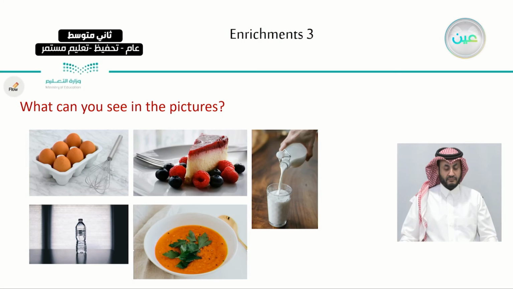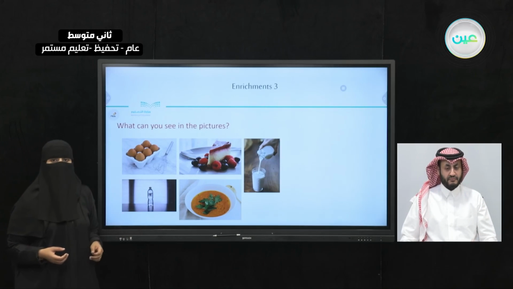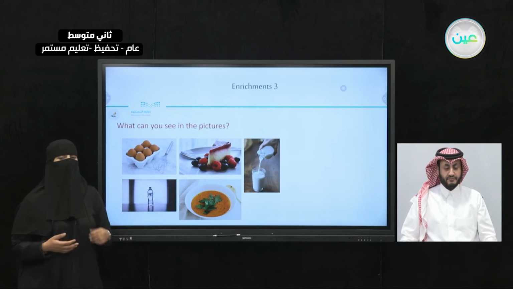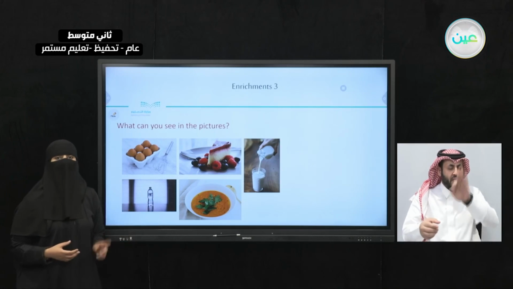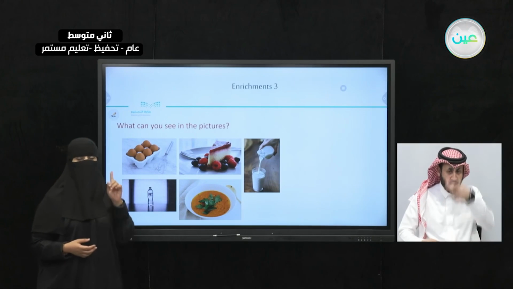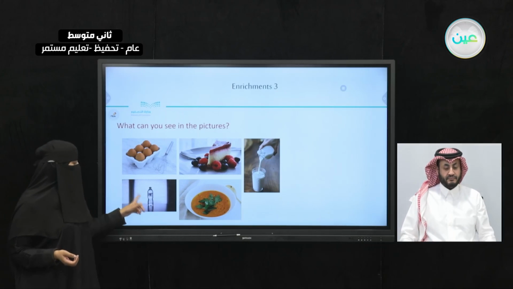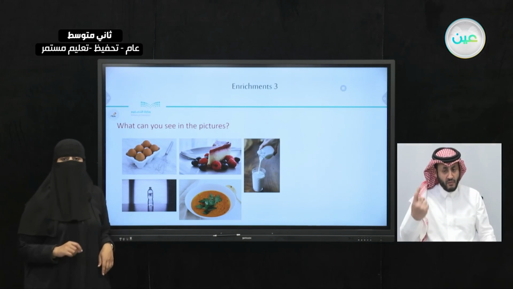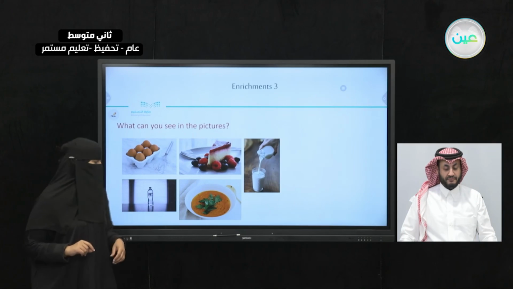Now, how about this picture? What can you see in this picture? What is the quantity of the thing? I can see water. But where is the water? The water is in a bottle. I can see a bottle of water. I can count the bottles. I can't count the water. So I can see a bottle of water. I used a before bottle of water.